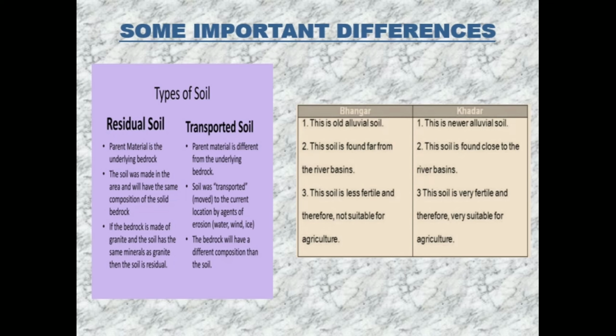The difference between bhangar and khadar. Bhangar is old alluvial soil and khadar is newer alluvial soil. Bhangar soil is found far from the river basins. Khadar soil is found close to the river basins. Bhangar soil is less fertile and therefore not suitable for agriculture, whereas khadar soil is very fertile and therefore very suitable for agriculture.